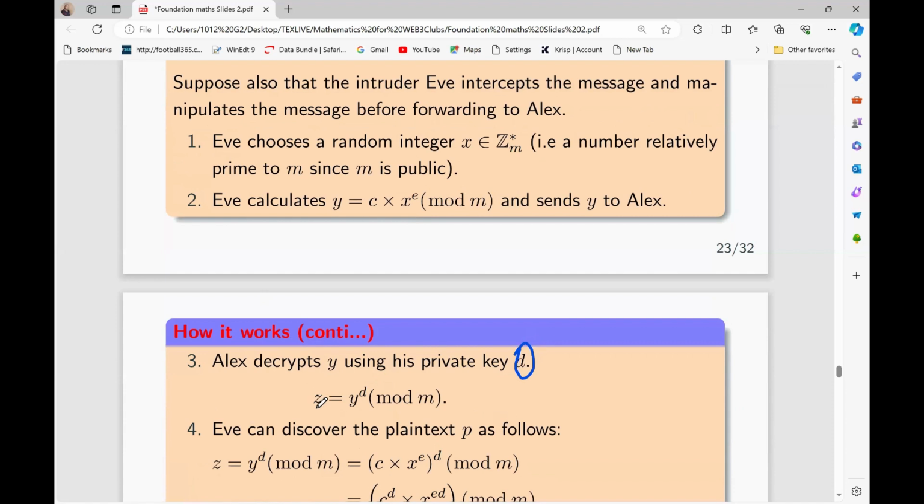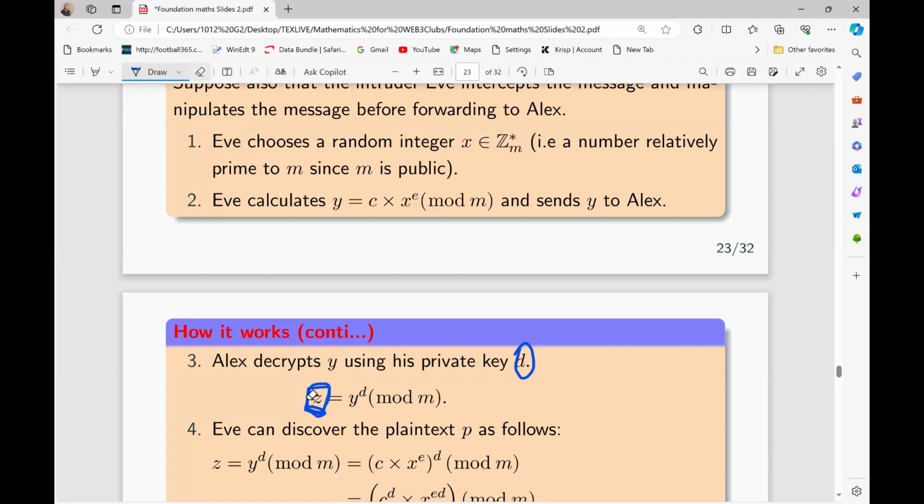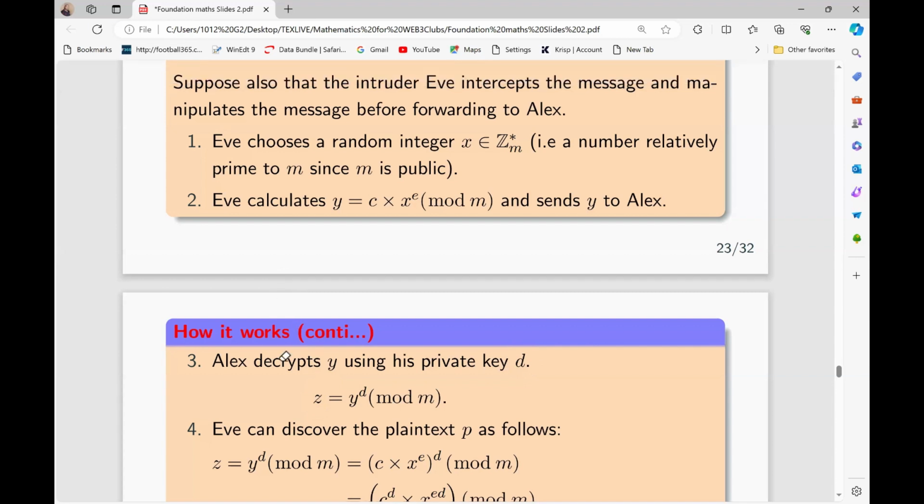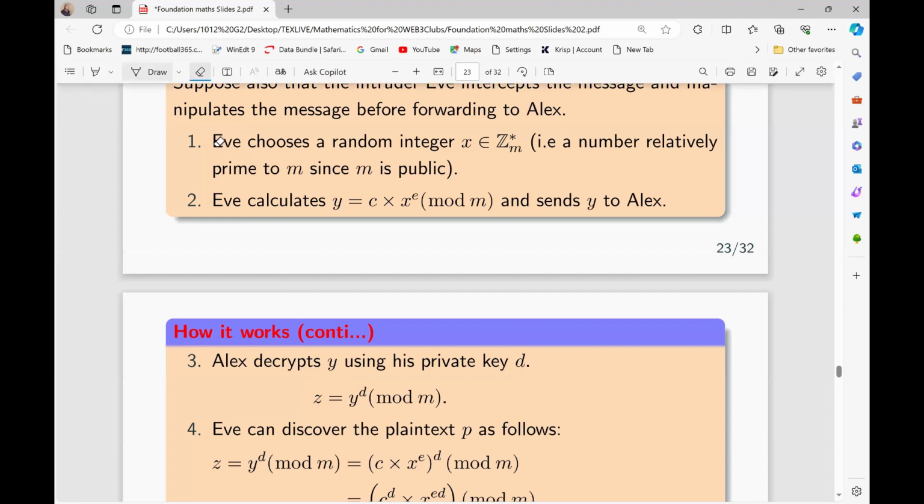Let's say this is now the message Alex gets, Z. And he thinks this is the message I sent, the plain text. Now, this is what the intruder wants. The intruder will look for a way of getting this message, this Z. So you see the intruder is just trying to behave as if he's the one who's sending the message. So maybe there's a way the intruder will work out to obtain this Z from Alex.